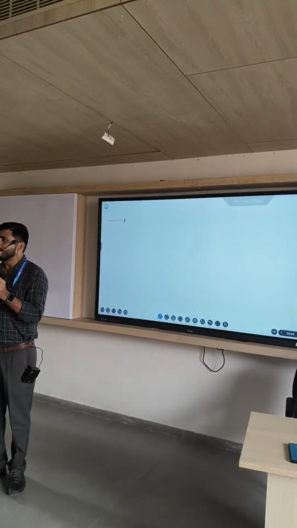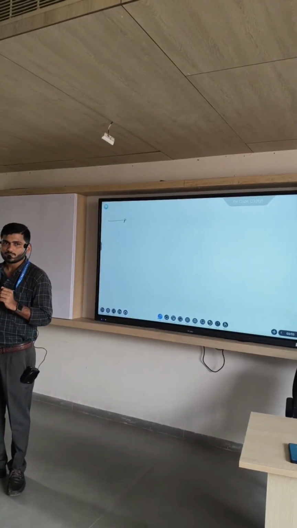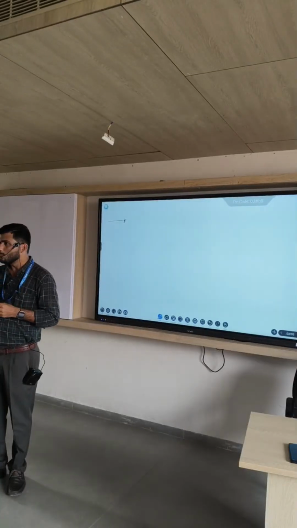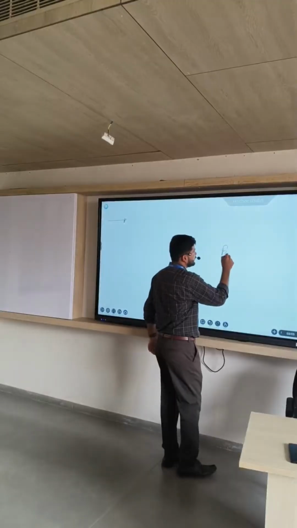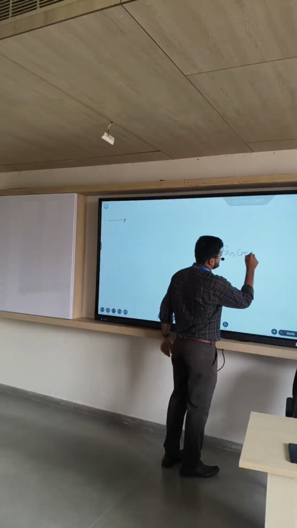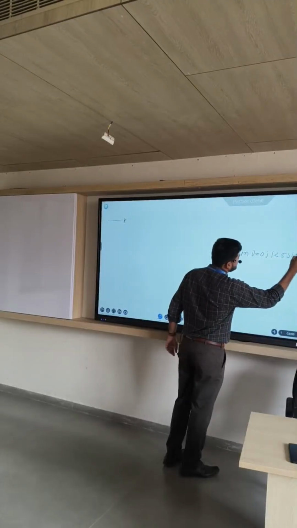It measures in terms of number of iterations. Are you getting my point? Iterations means what? Are you aware of loop? Yes, right? So if you are running this loop for integer I starting from 0, I should be less than 5, I plus plus, right?